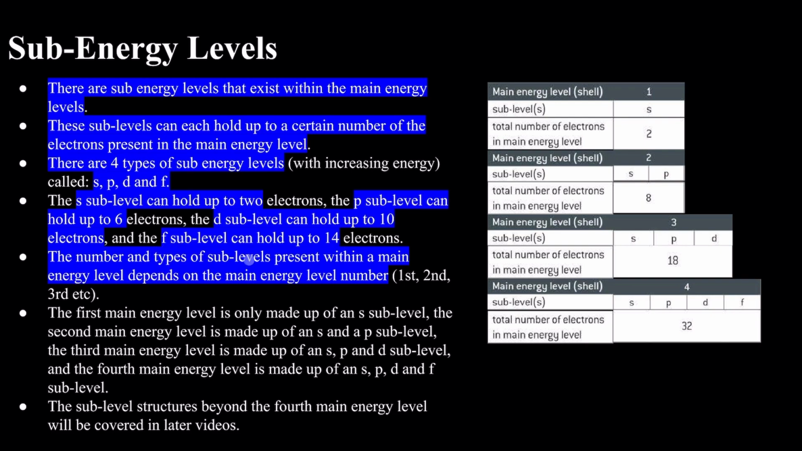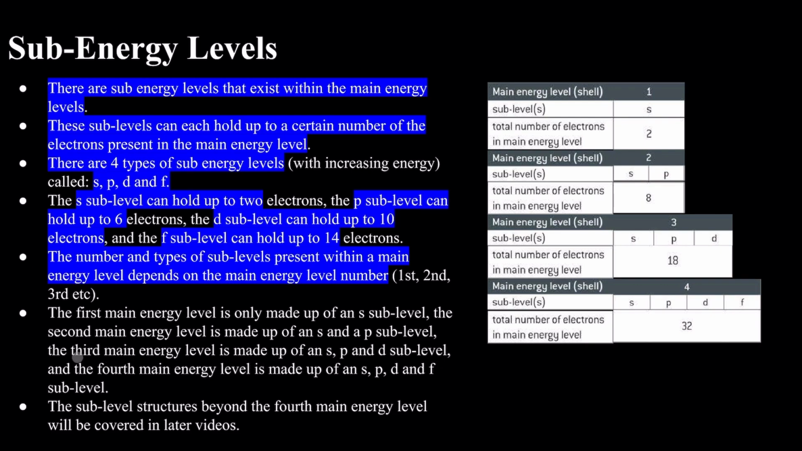The number and types of sub-levels present within a main energy level depends on the main energy level number. So the first, second, and third main energy levels will all have different sub-levels, and we'll talk about which sub-levels are in which main energy levels in just a moment. So the first main energy level is only made up of an S sub-level. The second main energy level is made up of an S and a P sub-level. The third main energy level is made up of an S, P, and D sub-level.